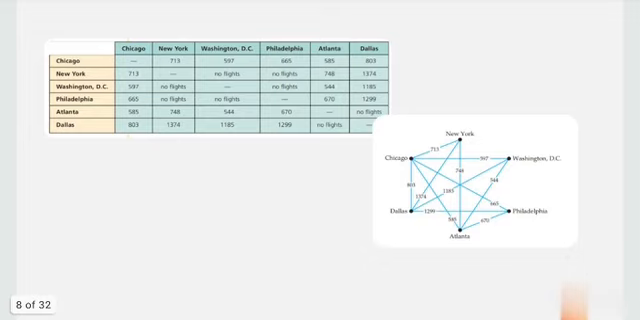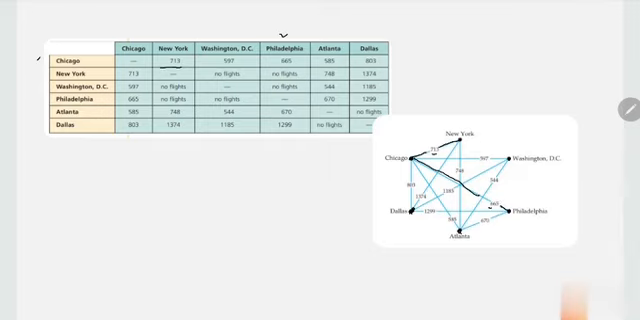Your next task to find the efficient route is to create your own weighted graph. Since meron tayong anim na destination or cities, gumawa tayo ng hexagon, where we place the vertices such that they are the sides of a six-sided hexagon. So let's check Chicago and New York. Between them is 713 miles. So there's an edge connecting New York and Chicago labeled 713. Between Chicago and Philadelphia, 665. So there's an edge connecting Chicago and Philadelphia, labeled 665.